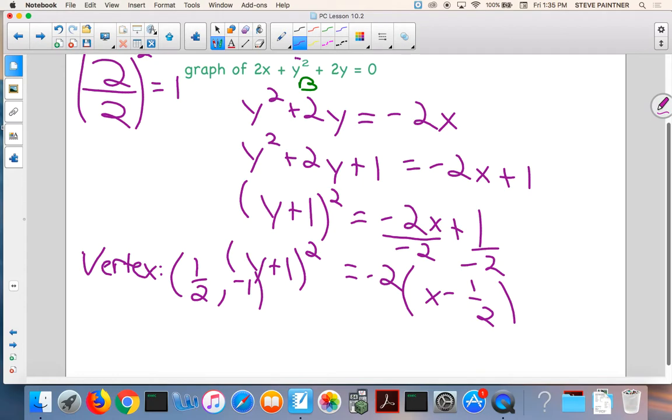Okay? How about the focus? How would I find the focus? Let's say maybe the p value. Maybe that'd be easier. Divide the negative 2 by 4. Why? Because it would equal 4p. So normally in our equation, this coefficient right here is 4p. So 4p is equal to negative 2. That's going to set our p value at negative 1 half.